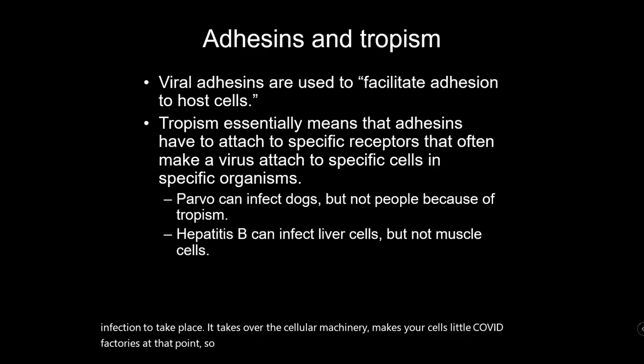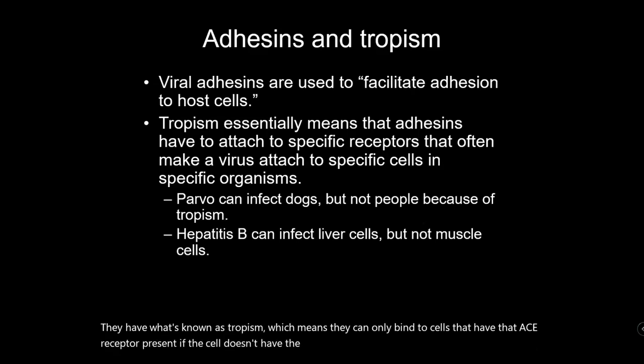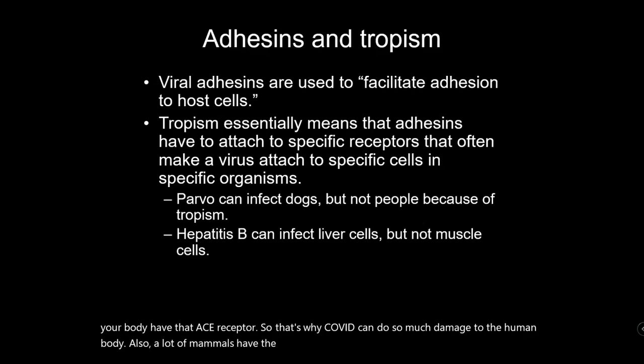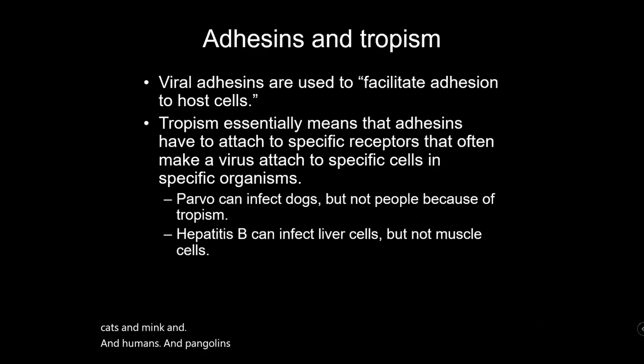So those adhesins have what's known as tropism, which means they can only bind to cells that have that ACE receptor present. If the cell doesn't have the ACE receptor, they can't infect that cell. This is one way that they can get to the cells they want to infect, which unfortunately a lot of the cells of your body have that ACE receptor. So that's why COVID can do so much damage to the human body. Also, a lot of mammals have the ACE receptor, which is why COVID could infect dogs and cats and mink and humans and pangolins and so many different species.